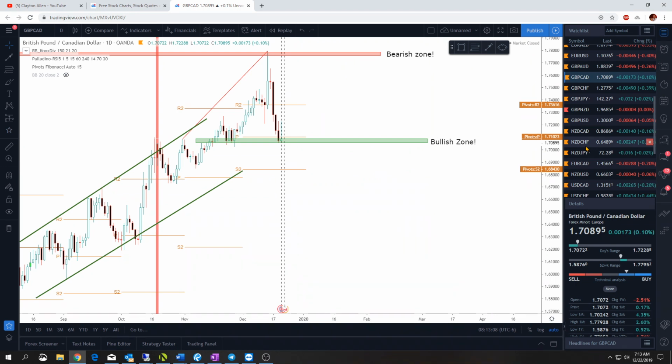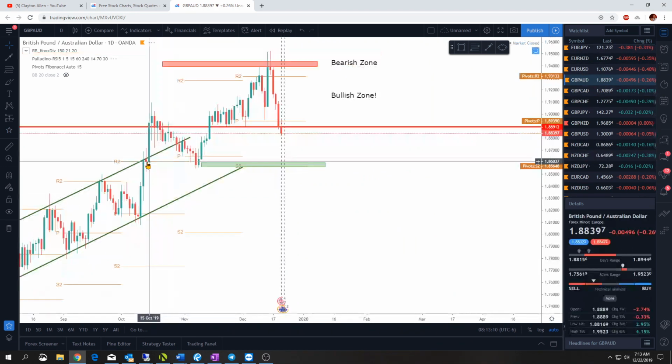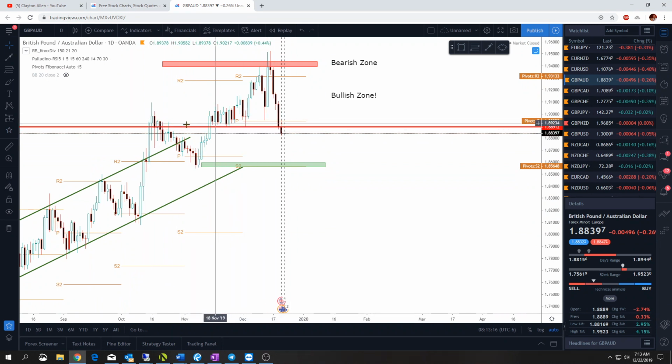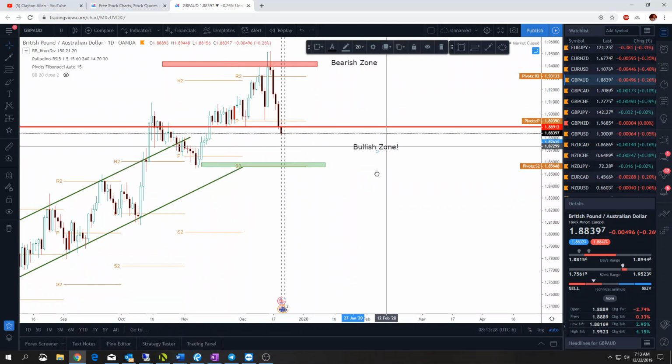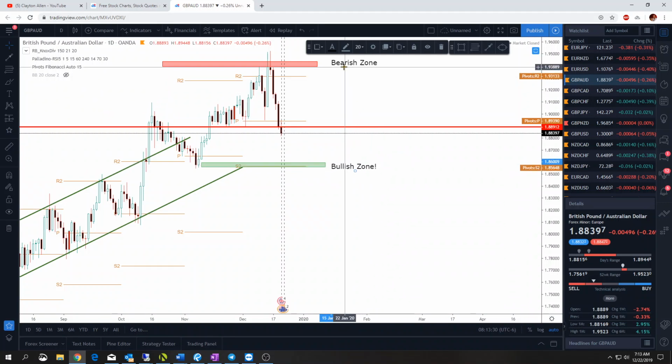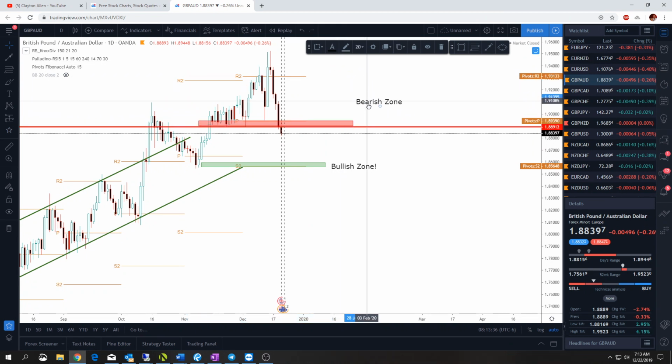Let's go to British pound AUD. Kind of the same thing, except we broke right at the end of the week. We broke this former support line that we had here. Former resistance, new support, break. So that's why I have my bullish zone all the way down here. Bearish should probably be right there because now we broke it.